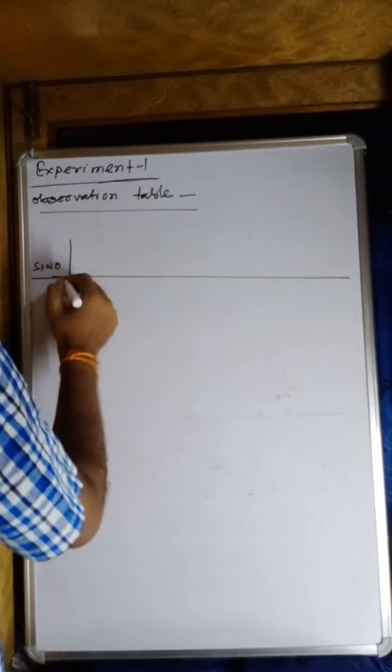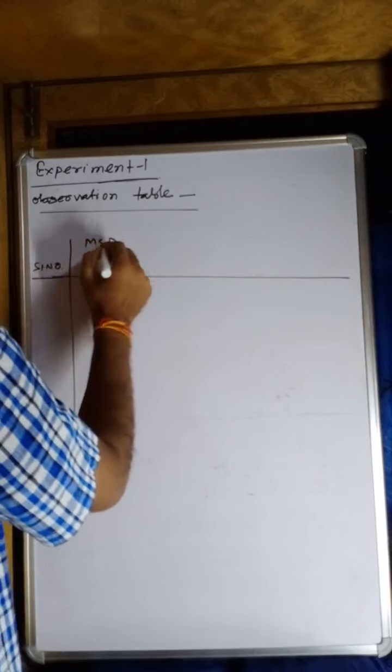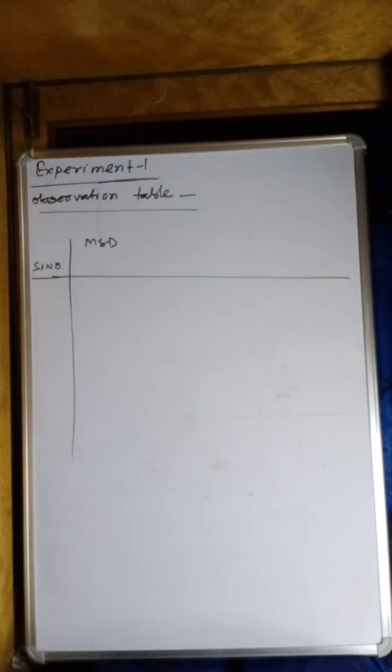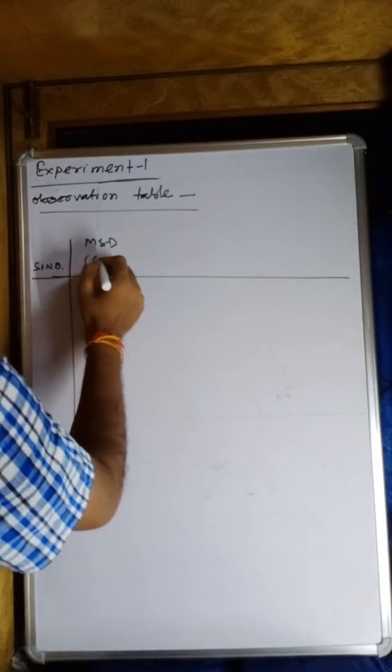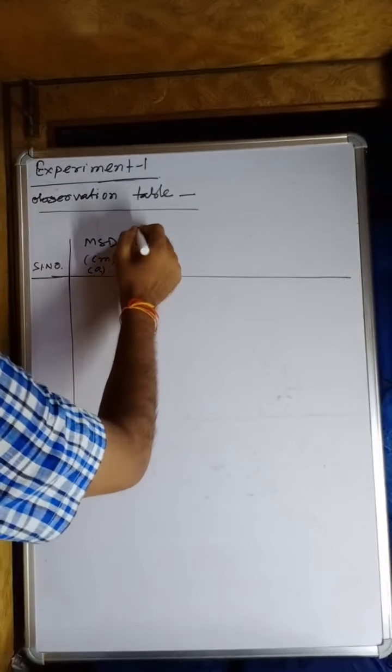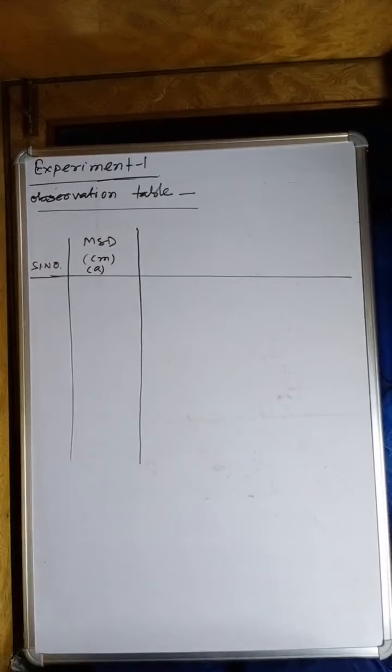Next will be the main scale division. If you are getting 5 main scale divisions, you will write 5. If you are getting 1.4, 1.2, whatever, that is the main scale division, and this will be measured in centimeter. Okay, we will write it as A, the main scale division.